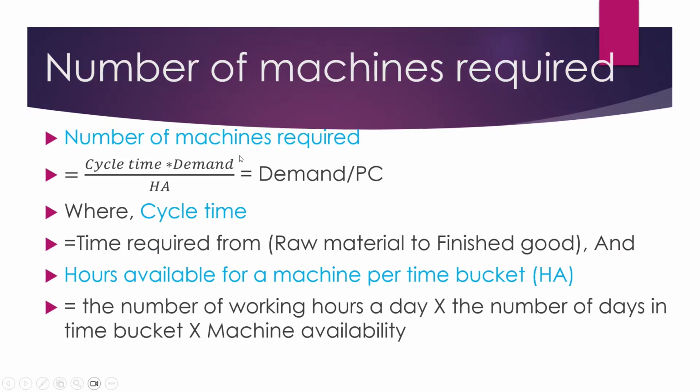So the number of machines required is equal to the demand divided by production capacity, because the production capacity is actually telling us the number of products which we can produce in a time bucket, and this demand is also for the same time bucket. So this ratio is the requirement of machines. So this is the expanded formula: the number of machines required is equal to cycle time multiplied by demand, divided by the hours available.